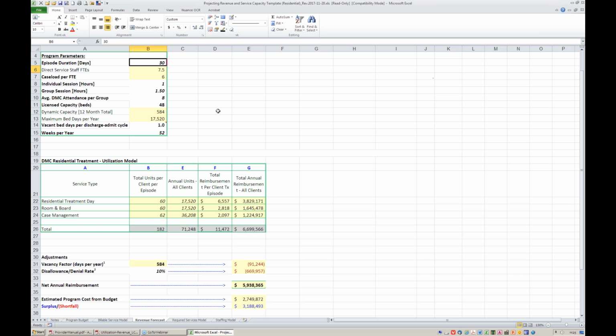So anyway, that's how that works. Caseload per FTE, that's basically, you've got 48 beds, 7.5 FTEs. Divide beds by FTEs, you get 6, that's 6 point something, because you can't have fractional clients.